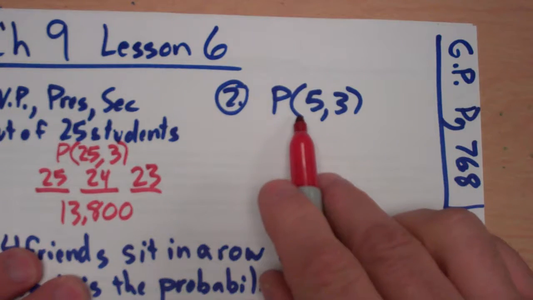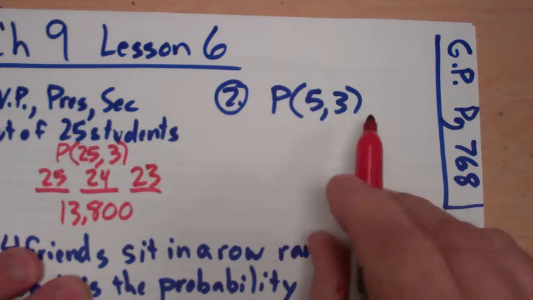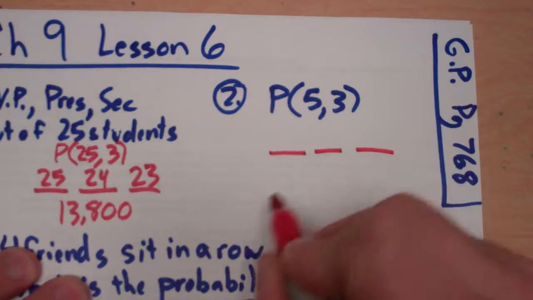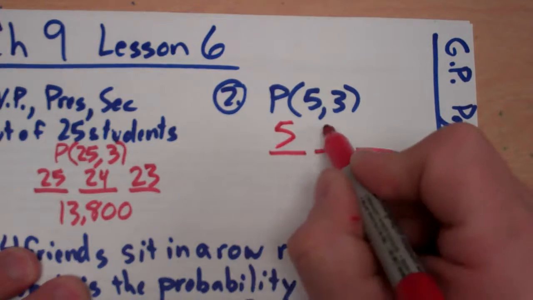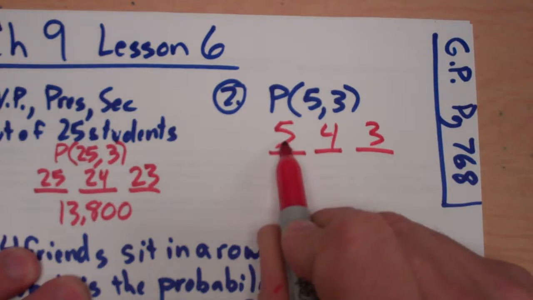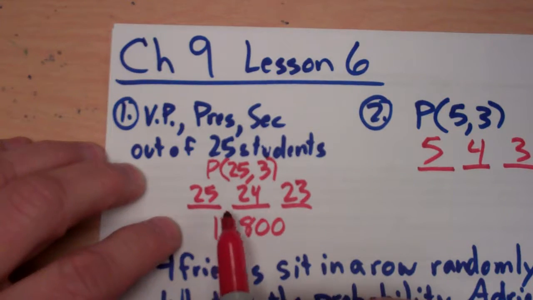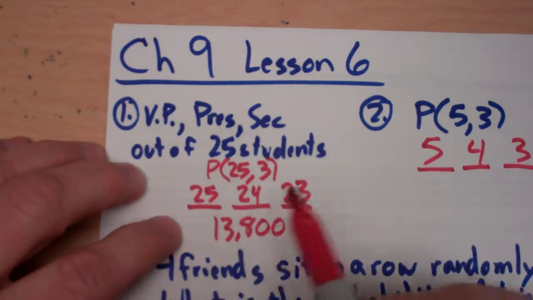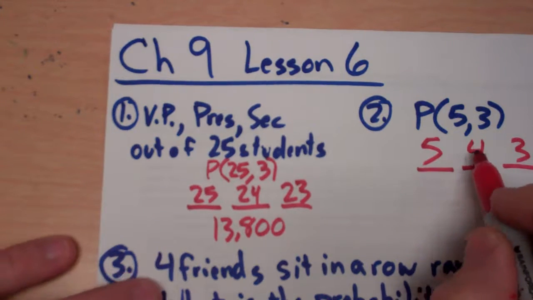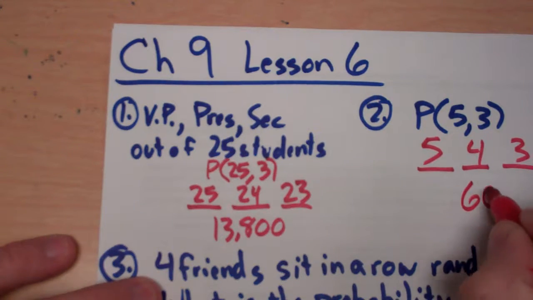So once again, this says a permutation of 5 things taken 3 at a time. I have 5 choices for the first, 4, then 3, because once I've chosen them, just like in this one, the president can't also be the vice president, so I don't have 25 to choose from the second time. So 5 times 4, of course, is 20, times 3 is 60.